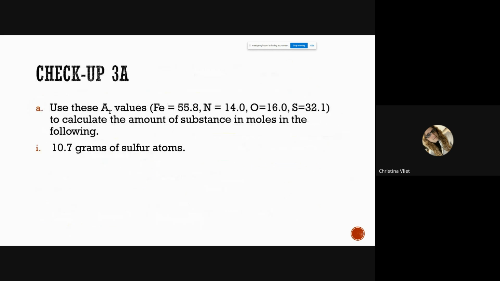Let's take a look. I'm going to show you the traditional method, and then I'm going to show you the method using the formula, and then you're going to choose which one you want to do. Okay? So use the AR values to calculate the amount of substance in moles in the following. You've got 10.7 grams of sulfur, and they want to know how many moles this is. Traditional method, how I taught it in pre-A's, how it would be taught in any American class, is to start with your given. What's your given? It's the number that's provided.